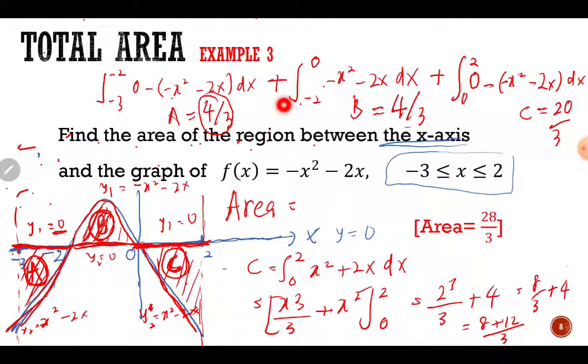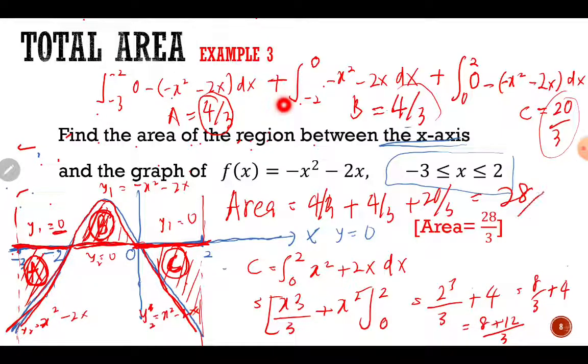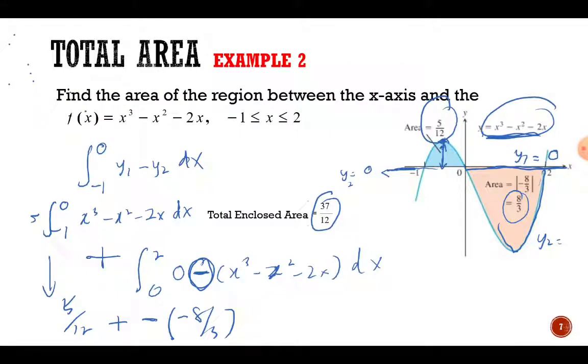So, total area sama dengan berapa? A 4/3, 4/3 tambah dengan B also 4/3 tambah dengan C 20/3. So, total area kita adalah 28/3 sebagaimana jawapan yang diberi. Alright, boleh faham semua? So, the step is quite long because you have to divide the area into 3 parts. Sama jugalah dengan example 2 tadi, tapi nampak simple sebab yang ni kita tak solve.